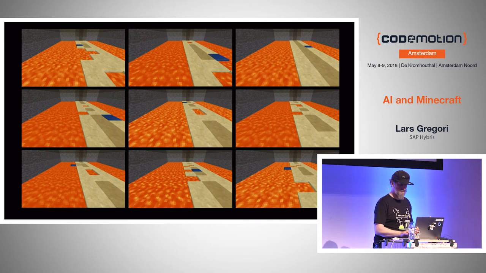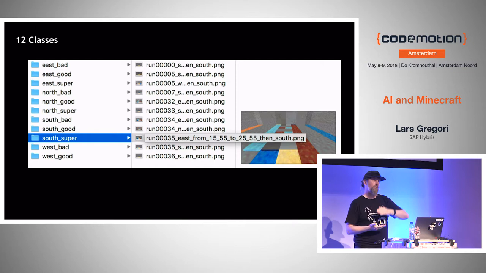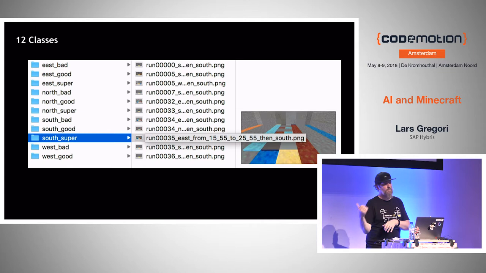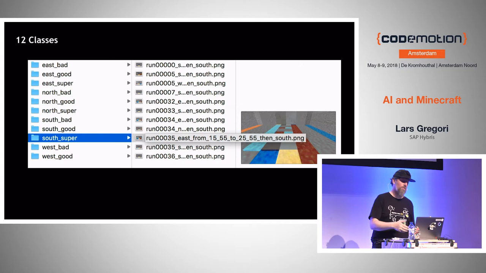And then I took lots of scenarios out of this, 100. I just chose 100 because I thought maybe with the random stuff, there's not so much difference between it. And also set up 12 classes. So I have a good move for each direction, a bad move, and the super move is when it finds a blue block. And a bad move is when it falls into lava. So I got the movement with the pictures, and I know, okay, this wasn't a good idea to walk into lava, so this will classify it as East Bad, for example.